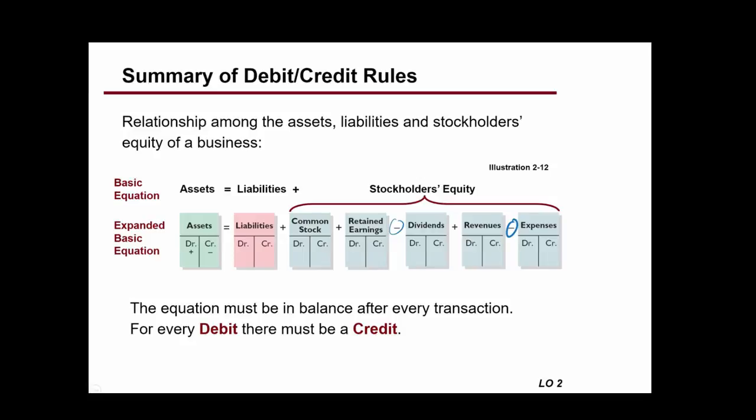Liabilities is the other way around. So we have with the credit, it means it's an increase, and with the debit, it's a decrease. So with the debit, it's a decrease. With the credit, it's an increase. What about common stock? Same thing. Retained earnings and revenues, they are all the same thing.